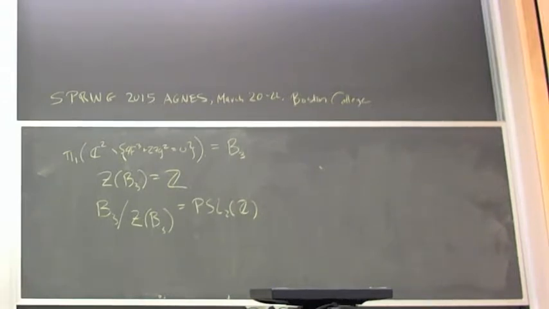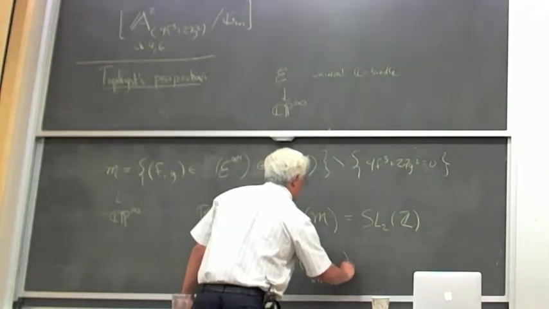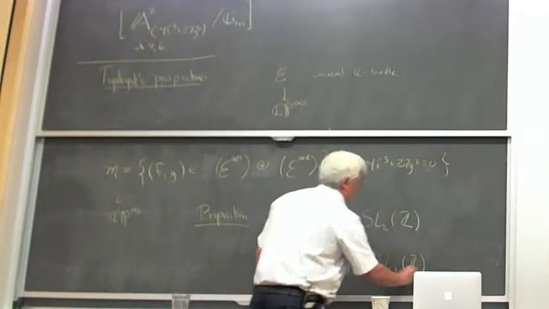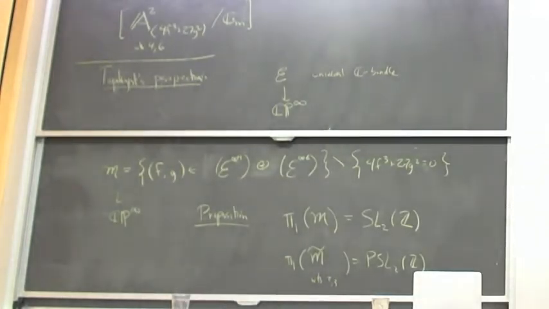So if I had done pi1 of the moduli space tilde with weights 2 and 3, I would have gotten the PSL2Z. So what is that the moduli of?